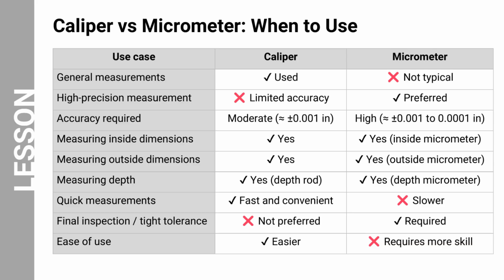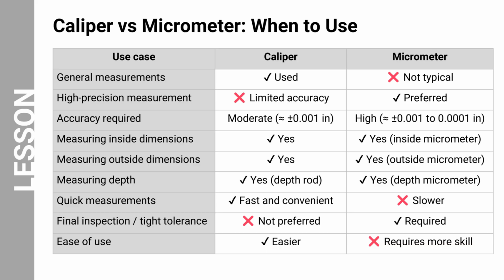Calipers typically provide moderate accuracy, around plus or minus 0.001 inch, while micrometers can achieve higher precision down to 0.0001 inch with vernier scales. Both tools can measure inside and outside dimensions, but they require the correct type, such as inside or outside micrometers. For depth measurements, calipers use a depth rod, while depth micrometers provide more precise results.